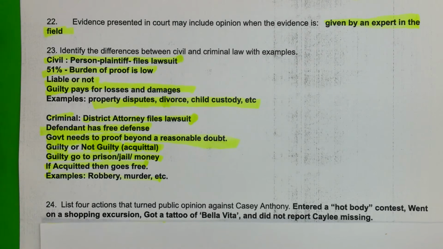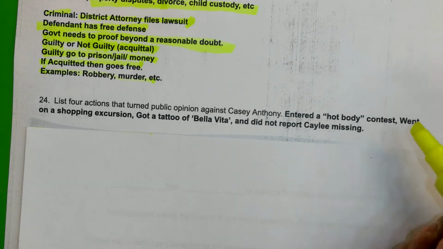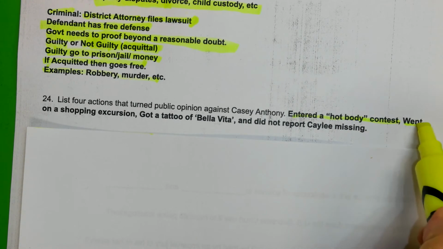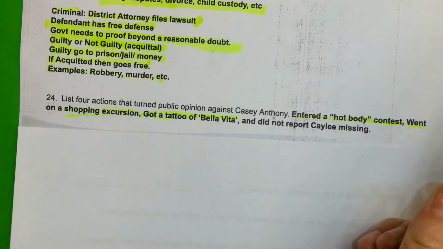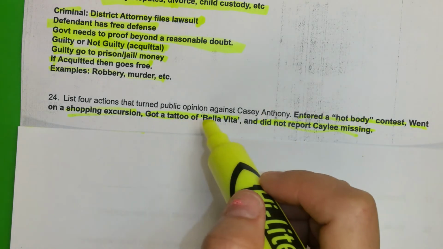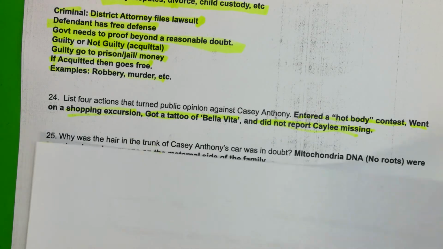Okay. List 4 actions that turned public opinion against Casey Anthony. I don't know if you guys researched thoroughly, but the 4 actions that turned the public against Casey are that she entered a hot body contest, she went on a shopping excursion, she also got a tattoo of Bella Vita, and she did not report Kaylee missing. These were the actions that really turned the public against Casey Anthony.